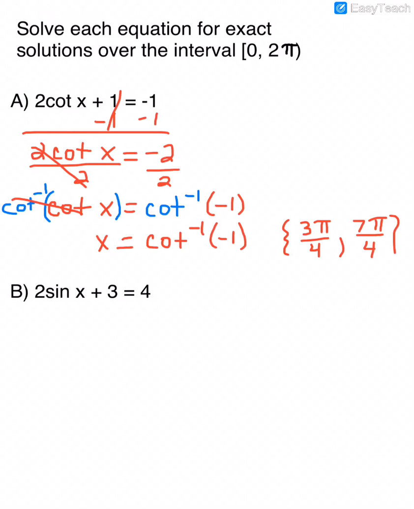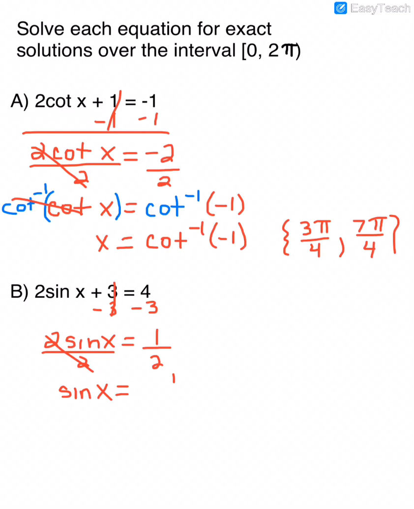Okay, so now let's look at b. Again, this is a linear equation, so I need to isolate x. So my first step is to subtract 3 from both sides. And that gives me 2 times the sine of x is equal to 1. Then I'm going to divide both sides by 2. And I have the sine of x is equal to 1/2.